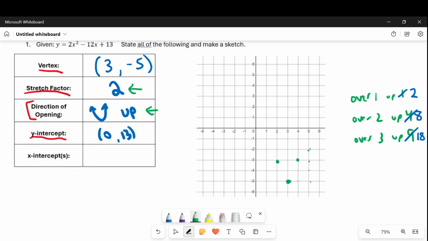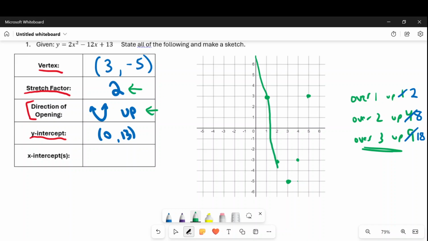1, 2, 3, 4, 5, 6, 7, 8. Maybe you can see my little dots there, I wanted to show, I don't know if you can see my cursor. And then I can mirror that point in the other direction. And I'm not going to have space to show over 3, up 9, so I won't.